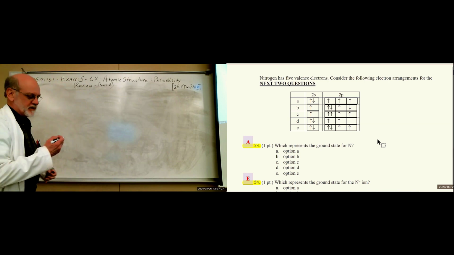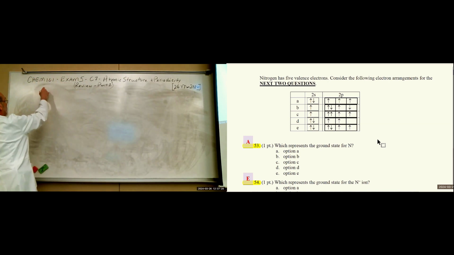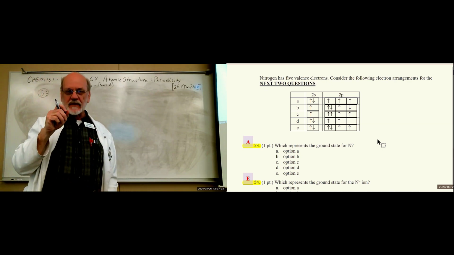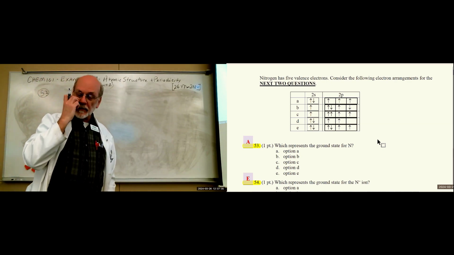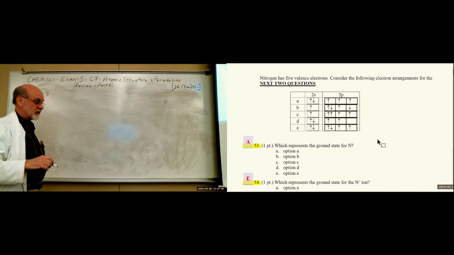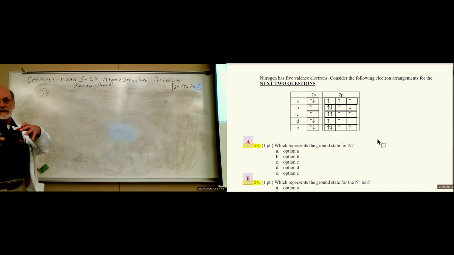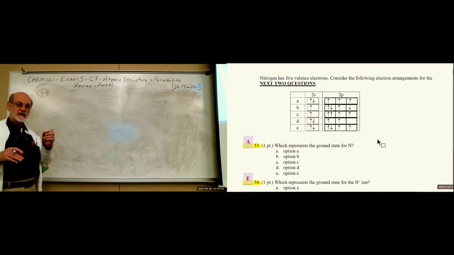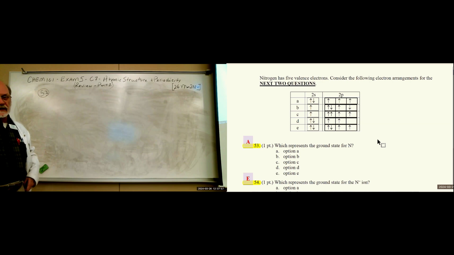All right, let's pick it up with number 53. And this isn't referencing that table above, which represents the ground state for nitrogen. Remember, the ground state is the lowest possible energy of the electrons around an atom under current conditions. For our purposes, that current condition is STP, standard temperature and pressure. Standard temperature is 25 degrees and pressure is 1 atmosphere.